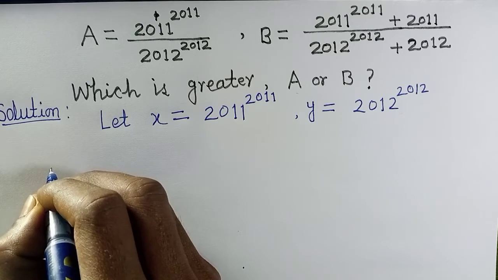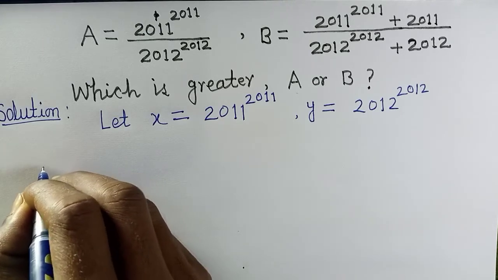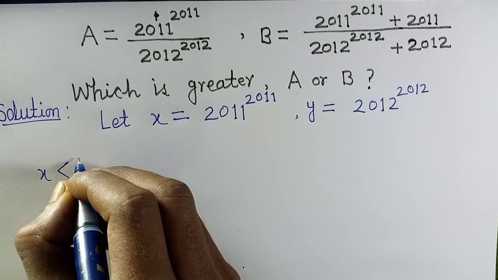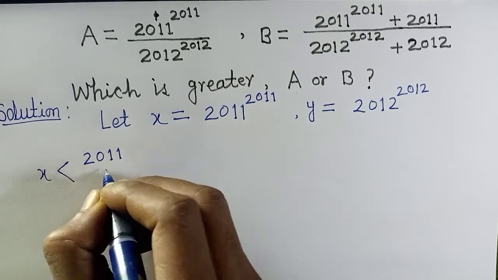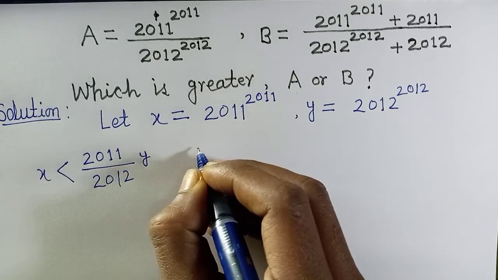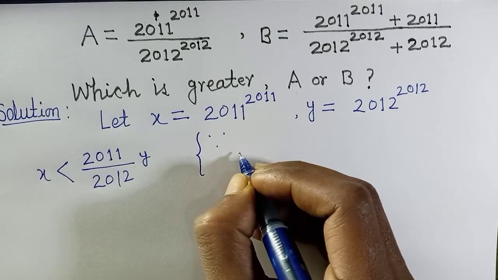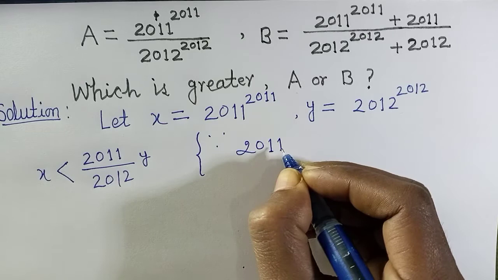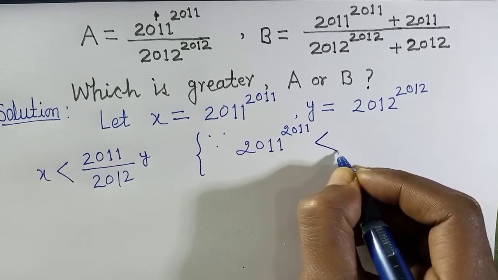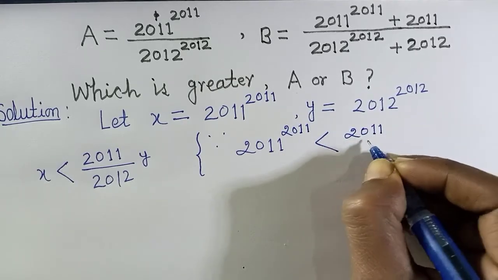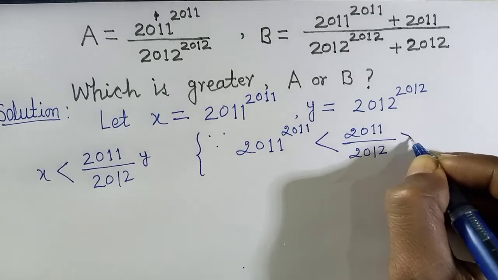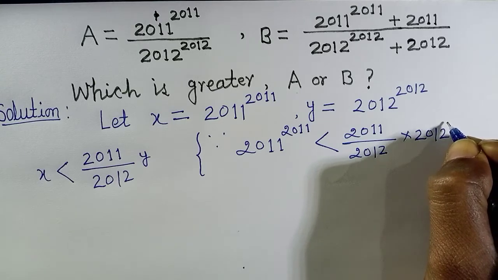Clearly we can see that x is less than 2011 over 2012 times y, since 2011 to the 2011 is less than 2011 over 2012 times 2012 to the 2012.